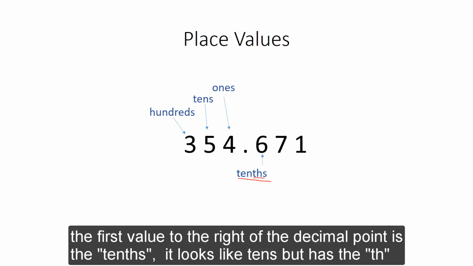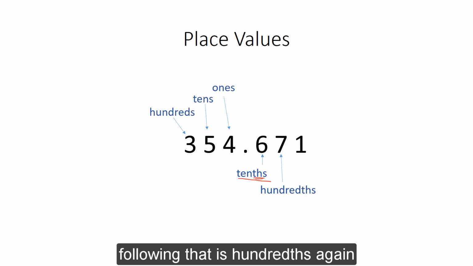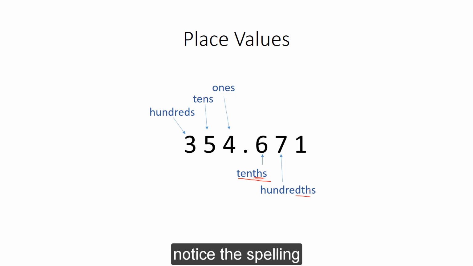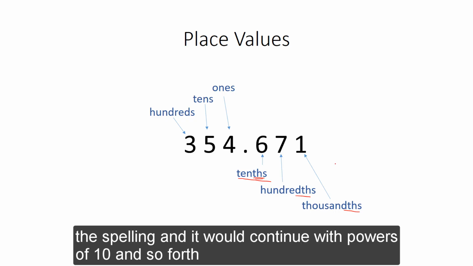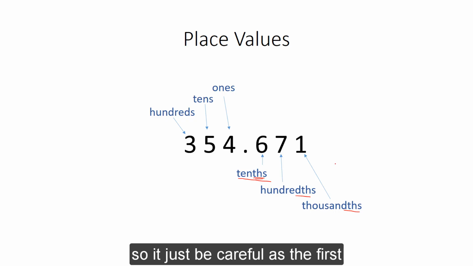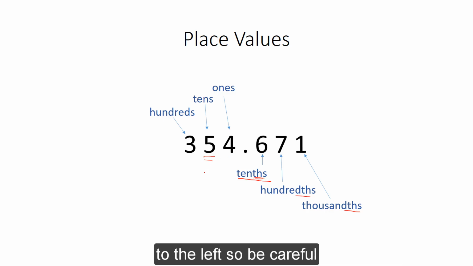Okay, and again, be careful. It looks very much like tens, except it has this th. So you've got to be real careful when you read a problem that you don't mix up tens or tenths. Following that is hundredths. Again, notice the spelling. Followed by thousandths. Again, the spelling, and it would continue with powers of 10 and so forth. So just be careful, because the first place to the right is the tenths, but tens are two places to the left. So just be careful.